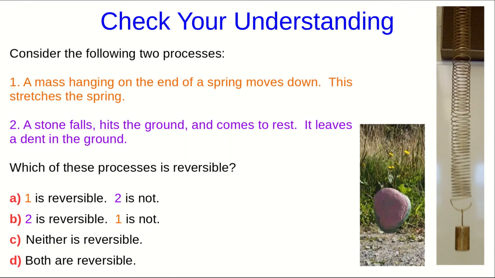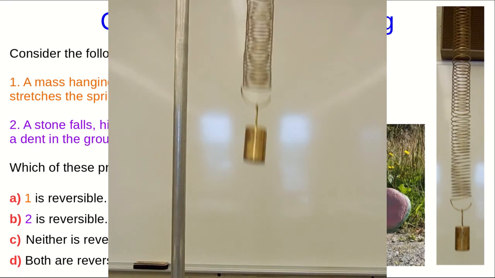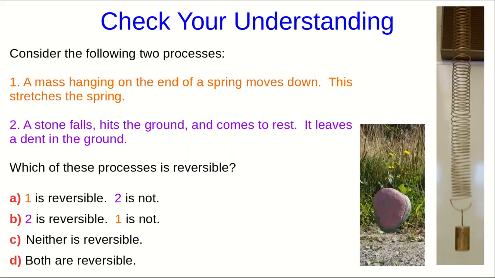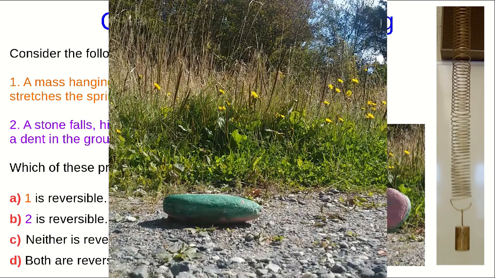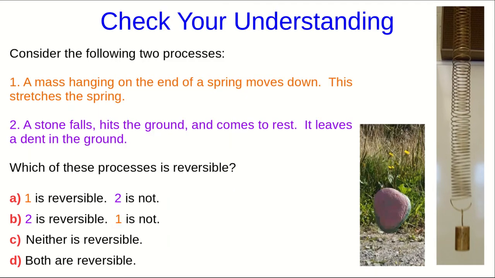So let's think about two processes. One is a mass hanging on the end of a spring, and it moves down, which stretches the spring. The other process is a stone falling, and it hits the ground and comes to rest, and as it hits the ground, it leaves a dent. So, which of these processes are reversible?